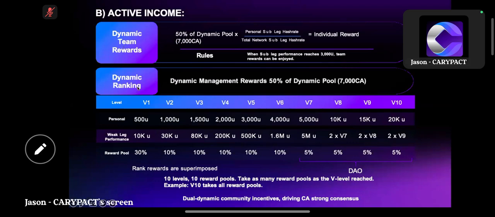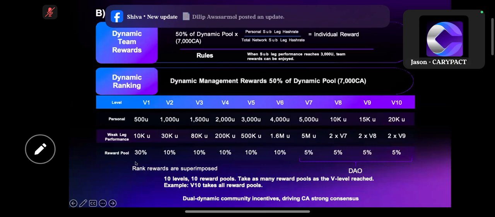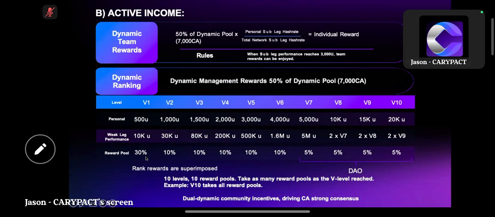Now let's talk about the dynamic ranking income, where we have V1 up to V10. The company has allocated another 7,000 on the dynamic ranking income. For V1, your personal staking must be more than $500, and your small leg sales must be more than $10,000. Then you will be ranked as V1. When you are ranked as V1, you go into the reward pool, correct? In the reward pool, 30% is awarded for achieving the V1 ranking.